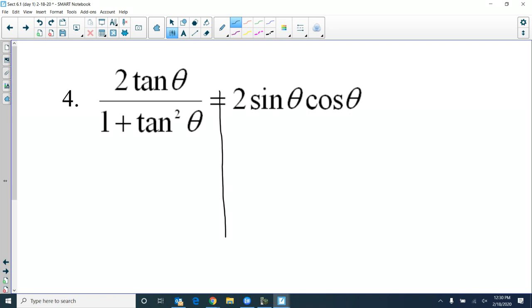Now, at this point, I look at that and I have no reason to believe that the left-hand side is exactly the same as the right-hand side. No reason to believe that. That's why we have to go through it.